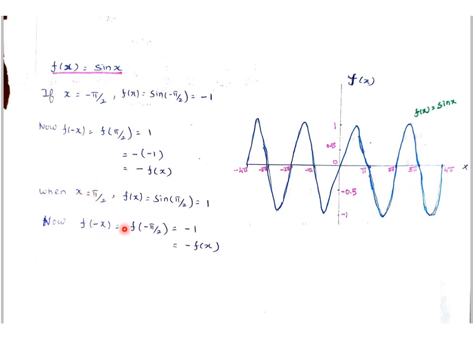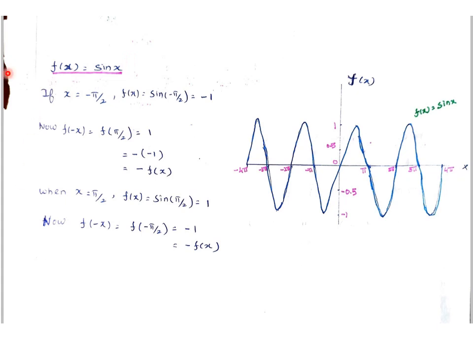Then f of minus x is equal to f of minus pi by 2. F of minus pi by 2 is nothing but sin of minus pi by 2, that is equal to minus 1. That is minus 1 is equal to f of x. Therefore, by using this condition, which can be written as minus 1 is equal to minus f of x. Since this function f of x equal to sin x satisfies f of minus x equal to minus f of x, it is an example for an odd function.